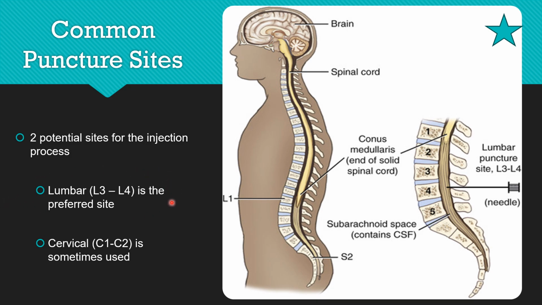The reason why is because the lumbar area is a lot larger. The C-spine is a very tiny space, so we try not to use it. Sometimes if someone's having neck pain, they'll do the injection down here at the lumbar, and then they'll tilt the table in Trendelenburg, so it'll be kind of upside down, and the contrast will flow all the way up to the C-spine area.